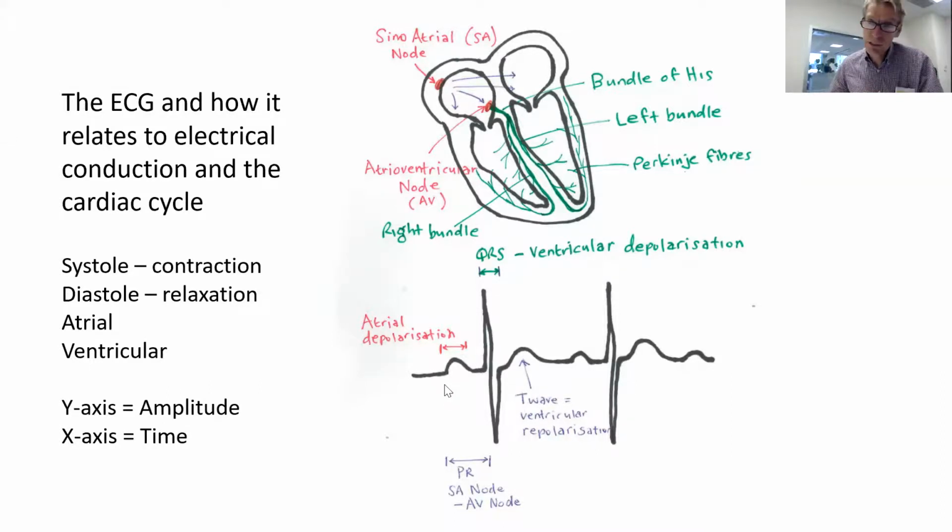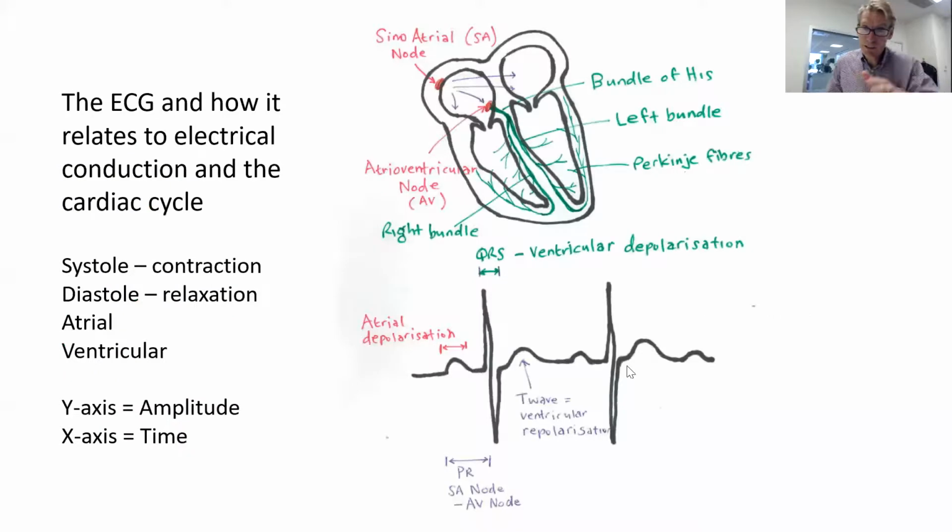And I haven't written it here, but each large square is equal to 0.2 seconds. And there are 5 small squares for each large square. So each small square is equal to 0.04 seconds. These are fundamentals of understanding the ECG. So just remember that. A small square is 0.04 seconds. A large square is 0.2 seconds. Okay.